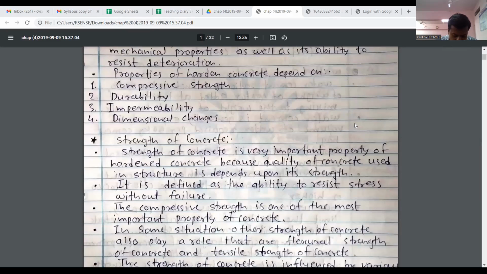So before the start of this particular unit number 4, it is very important for us to understand what is meant by the word hardened concrete.